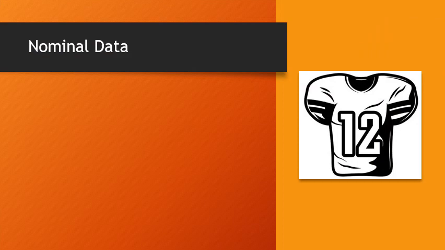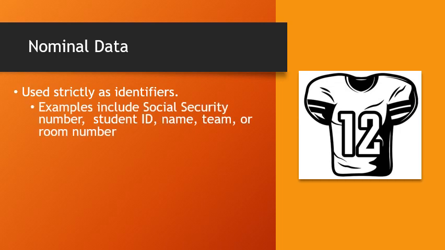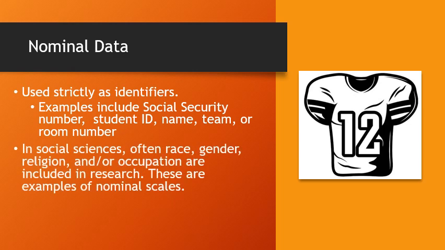Let's look a little bit more at nominal data. It's used to identify. Nominal data might be your social security number, your student ID, or just your name. It could be your team, the number on your jersey, or your room number. It's just nominal data. You can't add up and say that people in room 64 have twice as good grades as people in room 32. It makes no sense. Nominal data you don't really do math with.